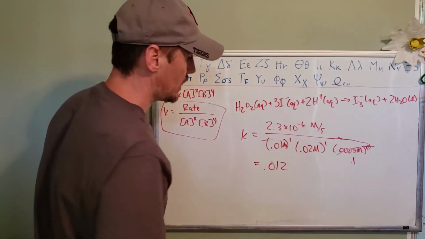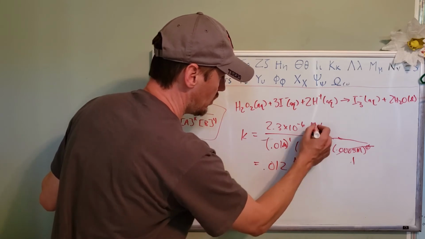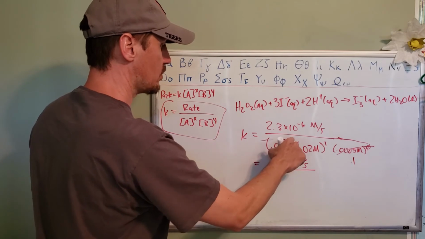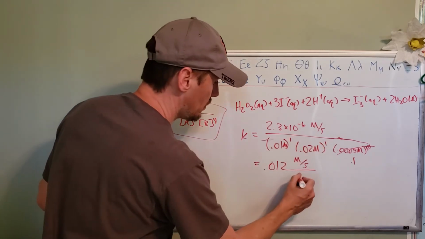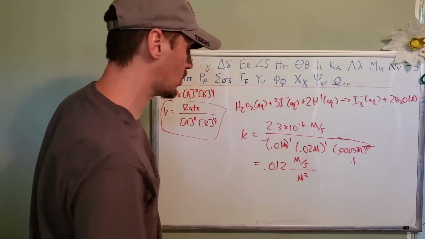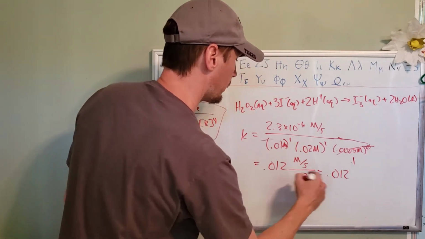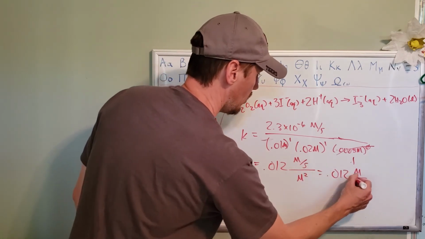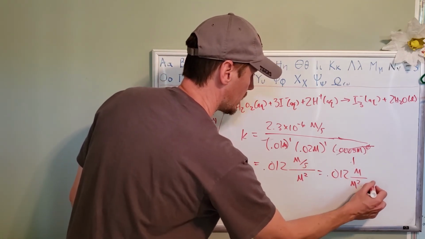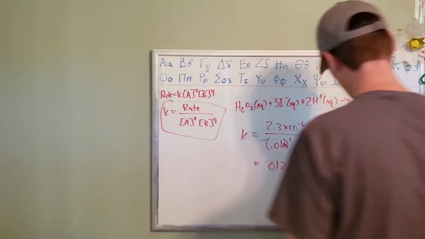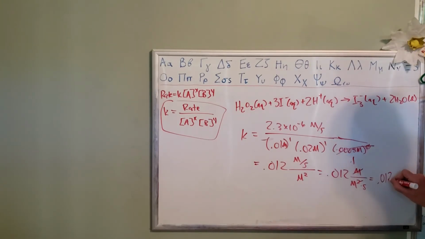And then we just have to make sure we get our units right. On the top, we have molarity divided by second. All of that over molarity to the first power times molarity to the first power, which is going to be molarity to the second power, or molarity squared. And so our overall unit is going to be molarity over molarity squared per second. And so the molarity is going to cancel out with one of the molarities down there for a final value of 0.012, 1 over molarity per second.